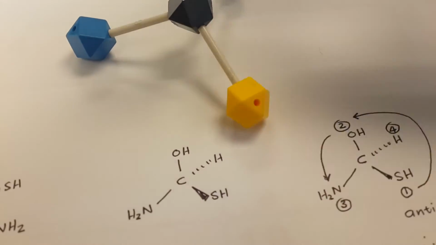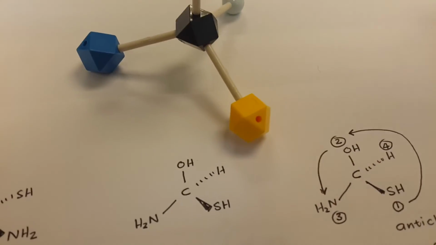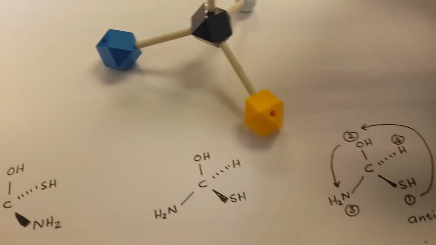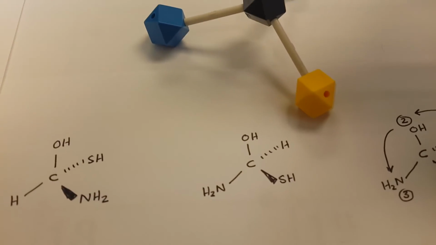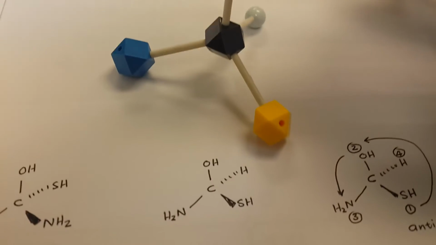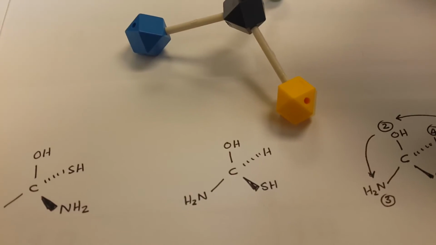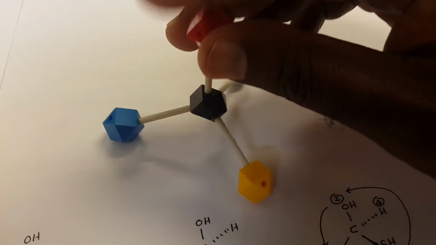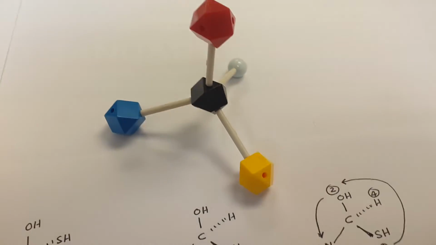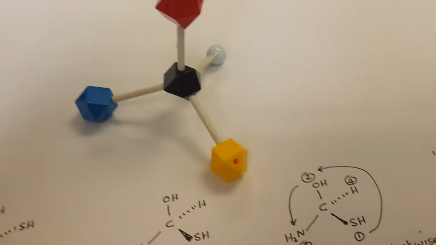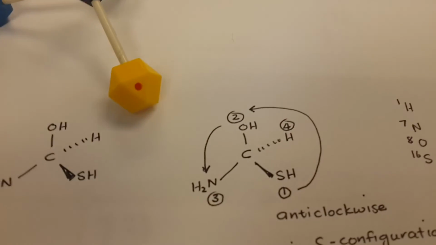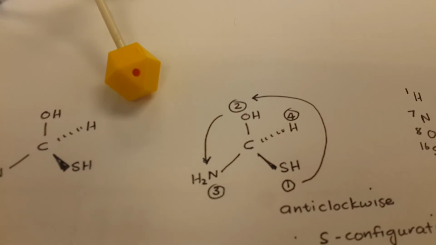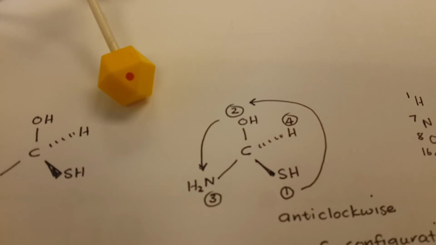What you'll see is that hydrogen is now pointing away from you after rotating it. The NH2 group, which was originally pointing toward me, is now in the plane. The thiol group, which was away from me, is now pointing toward me, just by rotating this group 120 degrees. Once I do that, I have the hydrogen pointing away from me. I then label all the groups according to priorities.